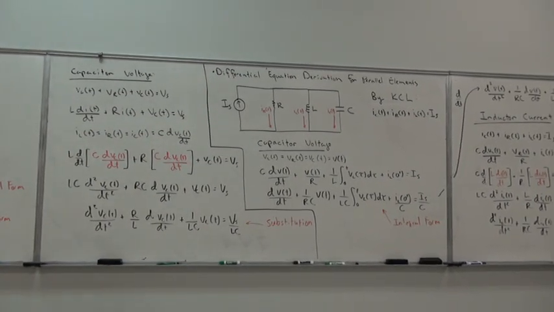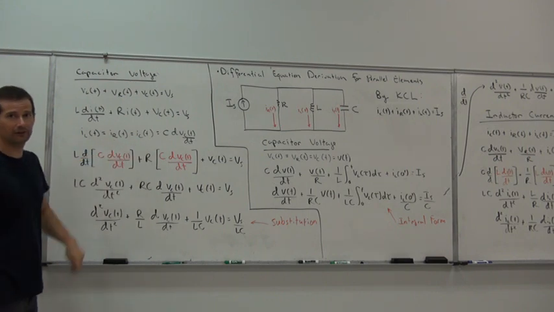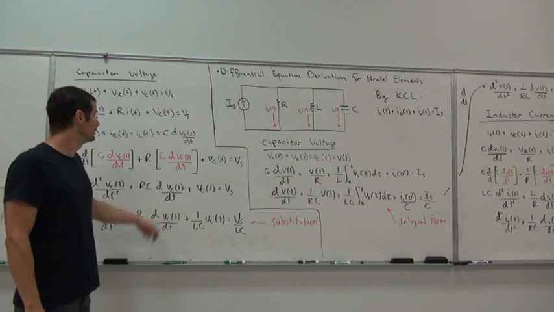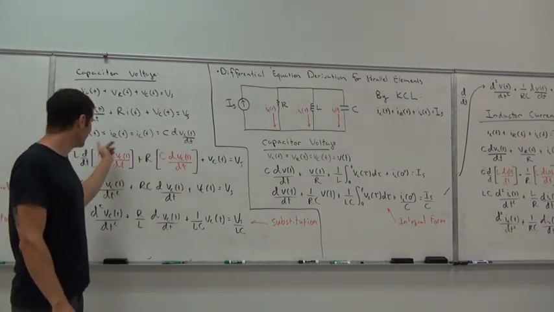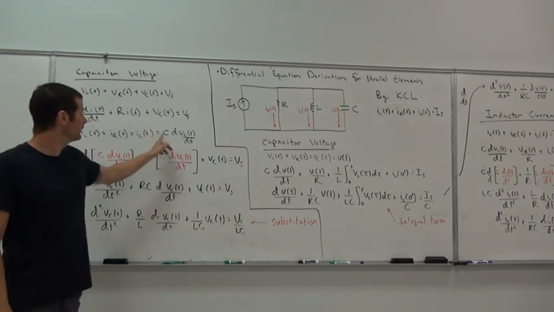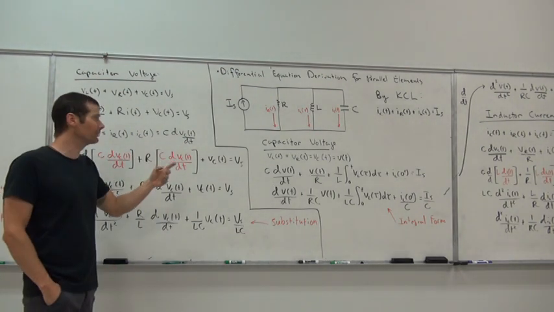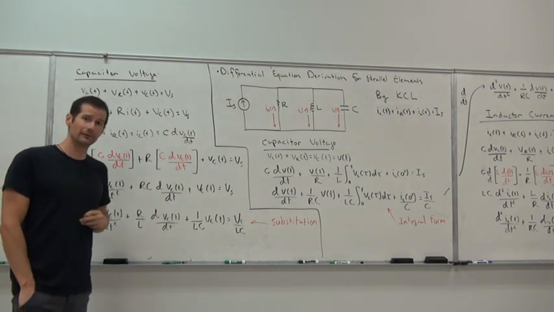All right. So sure enough, IL of t is equal to IR of t is equal to IC of t because of the series relationship. What's that also equal to? C dVC(t)/dt. Because of that current relationship, they all equal a form that includes the variable we're looking for, VC of t, and that includes the derivative.